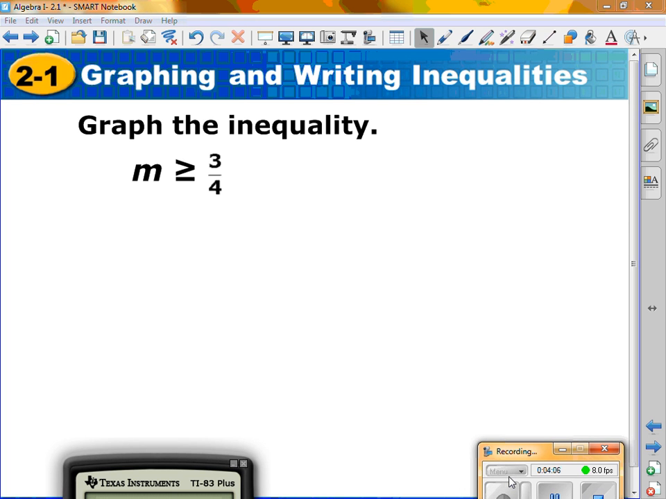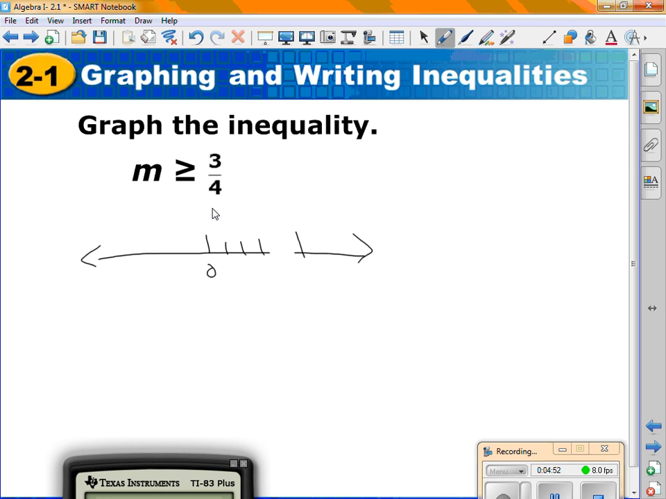What does this say? M is greater than or equal to 3/4. You have to understand what it's asking. When I say graph, a lot of you automatically think graphing means an XY axis. That's not what I mean when I say graph. When I say graph, I'm talking about a number line. And when we're talking about number lines, we don't have to make something extremely elaborate. All I did was make a number line and I counted from -5 to +5.